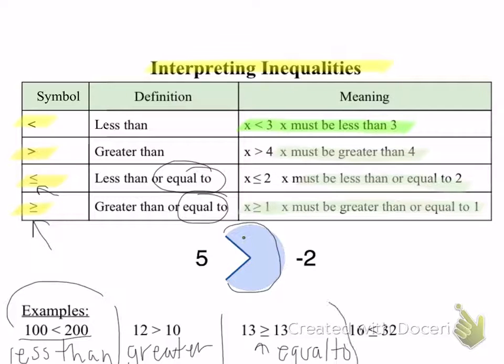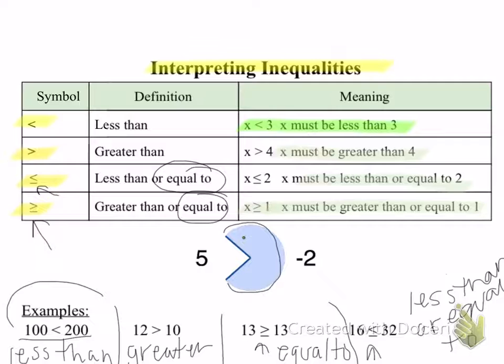And then lastly, we have 16 and 32. Well, we know 32 is a lot bigger than 16. So 16 is less than. But look, oh snap, there's a line under it, so, or equal to. So make sure you include that equal to. That is necessary if that line is under it.